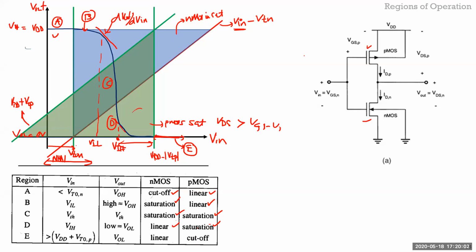Okay. So when you're doing all your calculations, depending on which one of these regions you are in, you write the appropriate IDS equation to solve all your static equations. Okay. Any questions on this so far on the regions of operation? Any doubt here? Okay, so looks like hopefully it is clear.